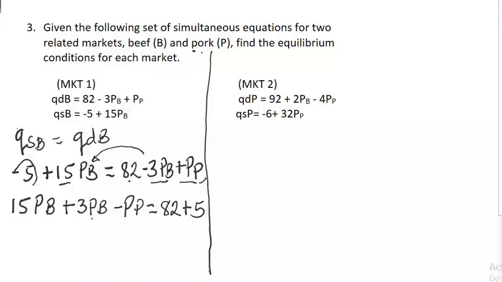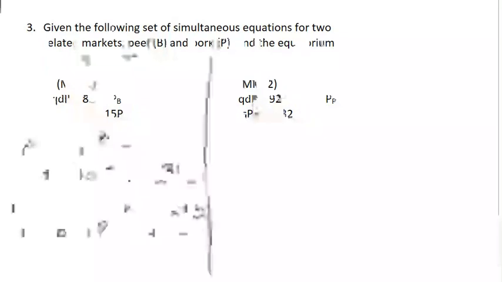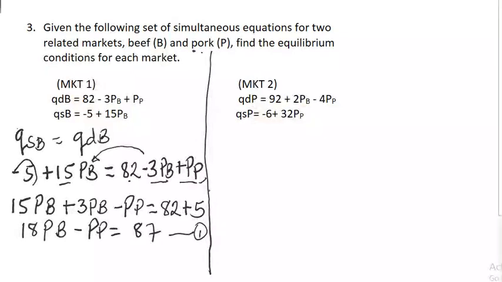15 PB plus 3 PB. I can add both of them because they have the same variable. So this will give me 18 PB minus PP equals 82 plus 5 will give me 87. So I've gotten this equation, let me call it equation 1 from the first market.